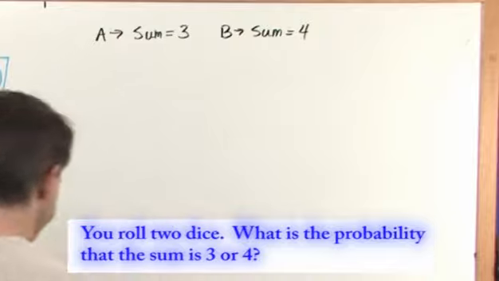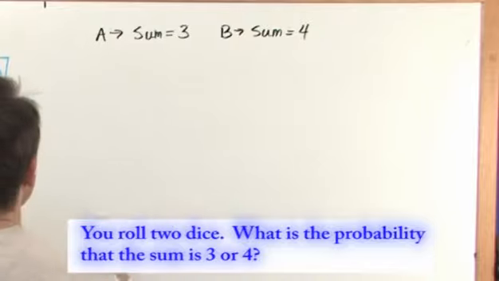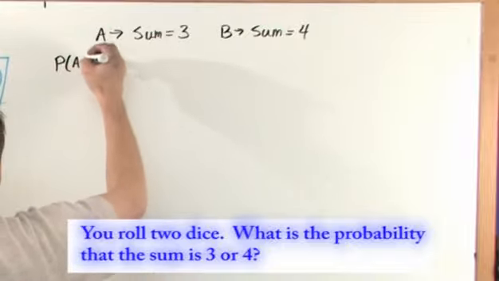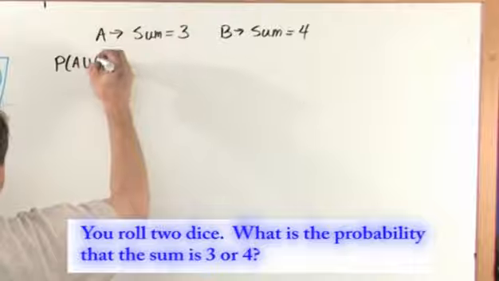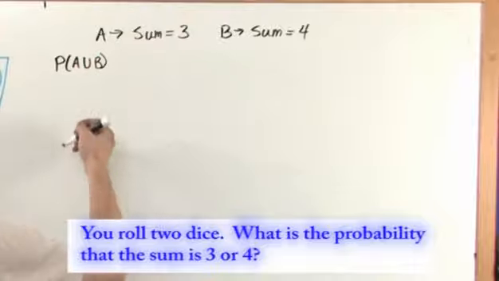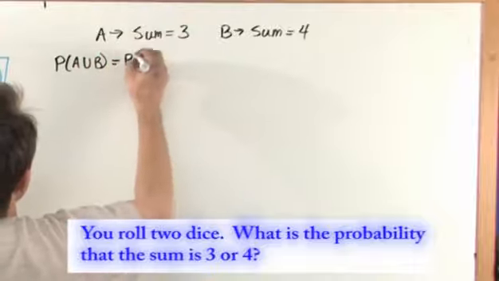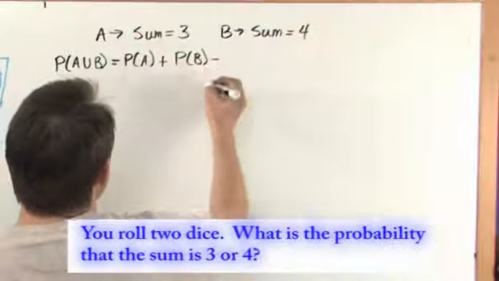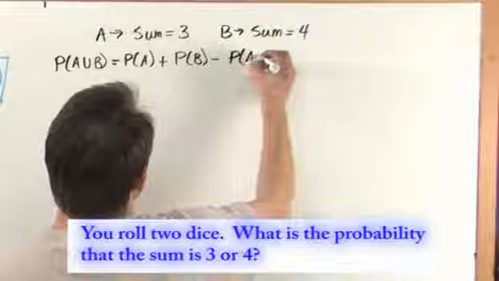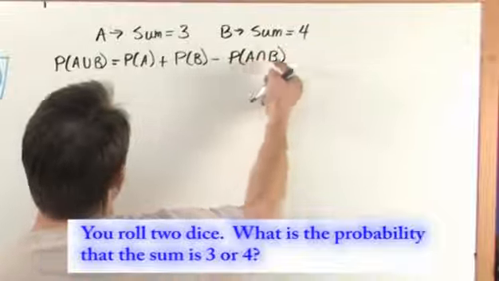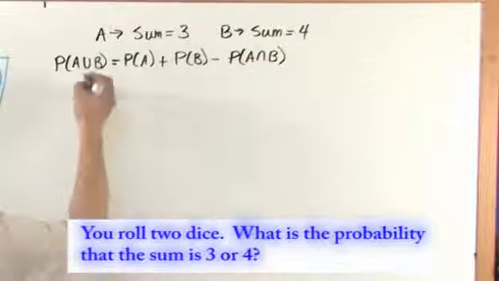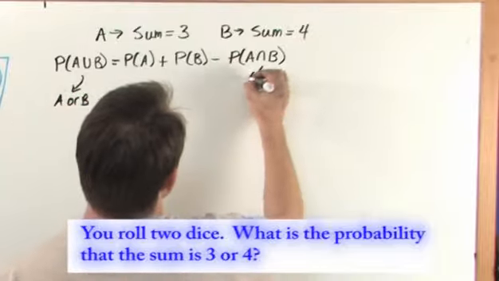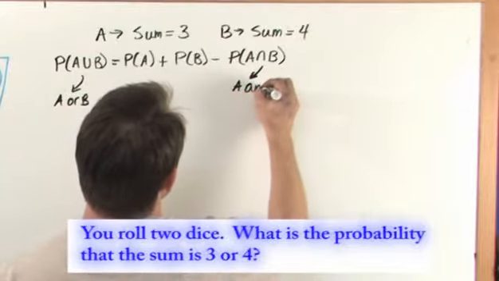event B, the sum of the dice is equal to 4. What I'm looking for, what the problem said, is the probability of A union B, which is the probability of A or B happening, and that is going to equal the probability of A plus the probability of B minus the probability of A and B. A and B, that's what this means. So this is A or B, and this is A and B.